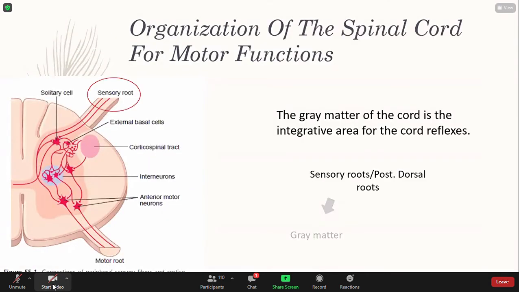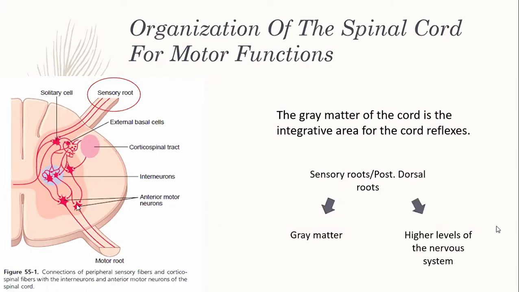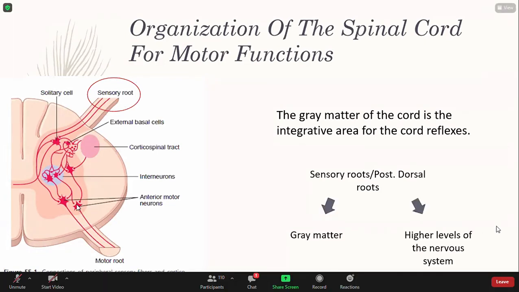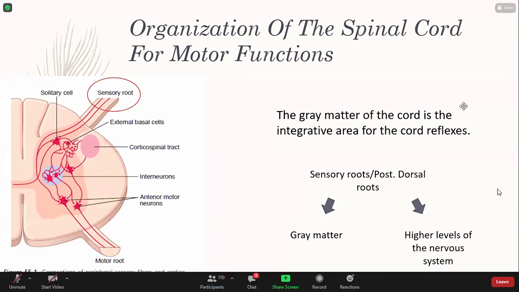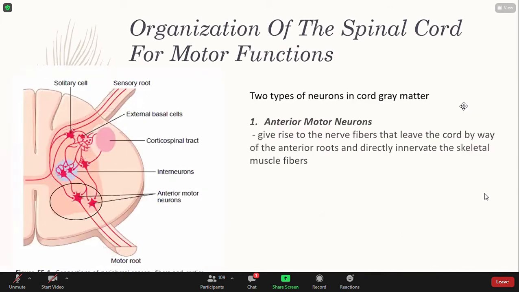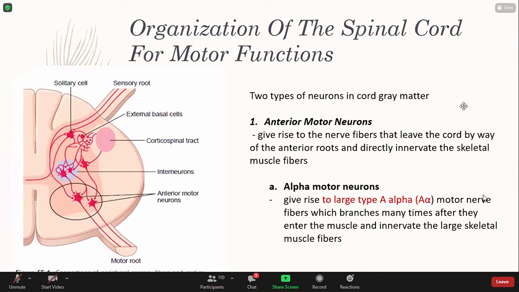The gray matter, the cord is integrative area for the cord reflexes. So you have sensory root, gray matter, and then some information will go to the higher levels of the nervous system for you to be aware of what's going on. Next. Yes. So we have talked about last time sensory neurons.